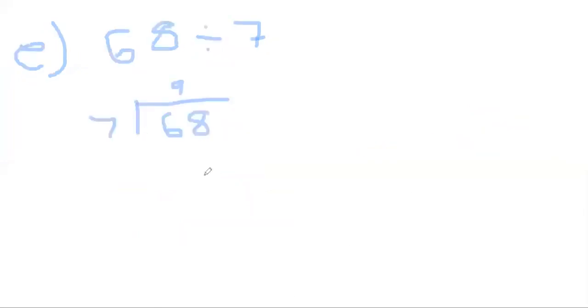Let's check now division. How do we perform division? It's quite simple. 68 divided by 7. But I want this one to 2 decimal places. Okay, 2 decimal places. So how many times does 7 go into 68?